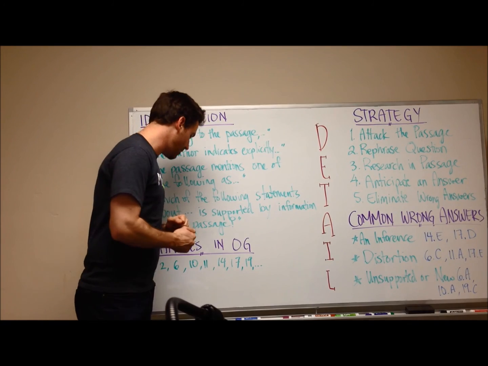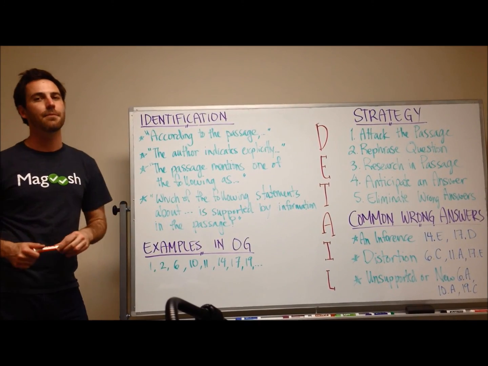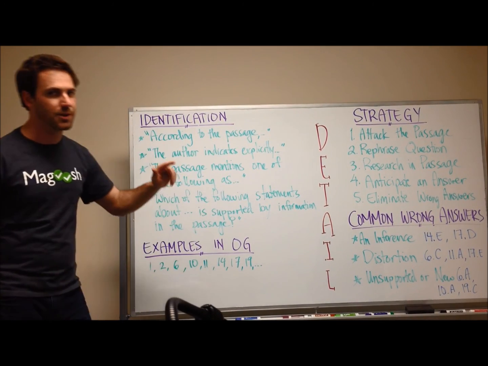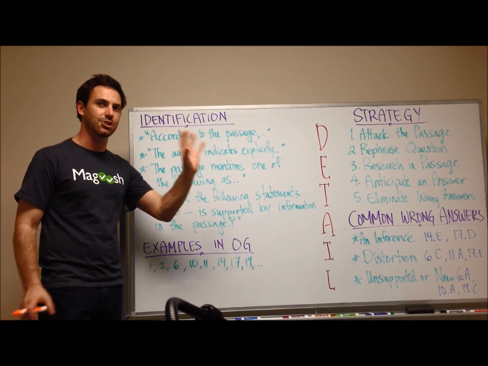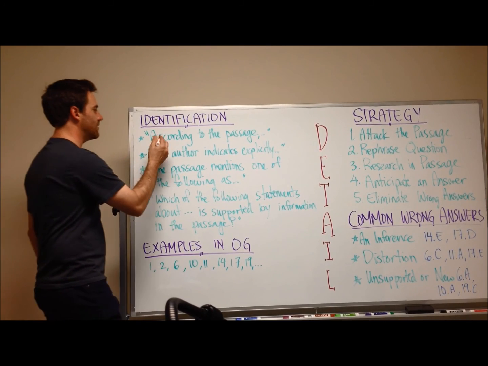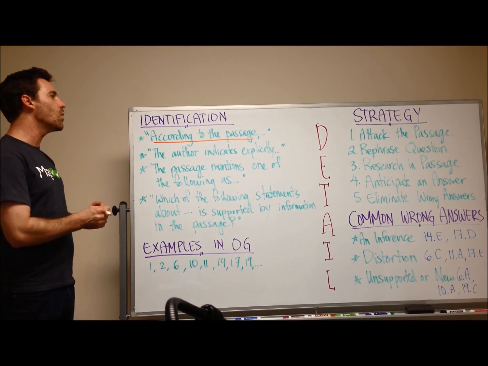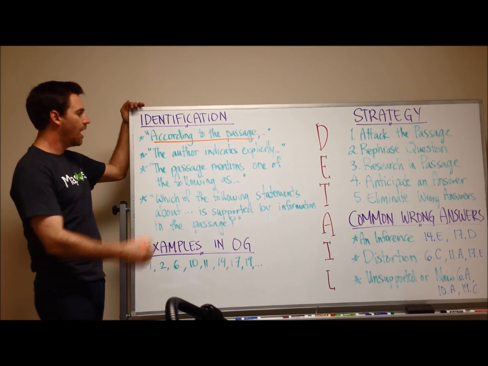So actually there are some great clues in the question stem for identifying this question type. And it's really important to identify this question type because of the common wrong answers and traps that the GMAT leaves for you in the test. So anytime you see this phrase at the beginning of the question stem, "according to the passage," you know you're dealing with a detail question.